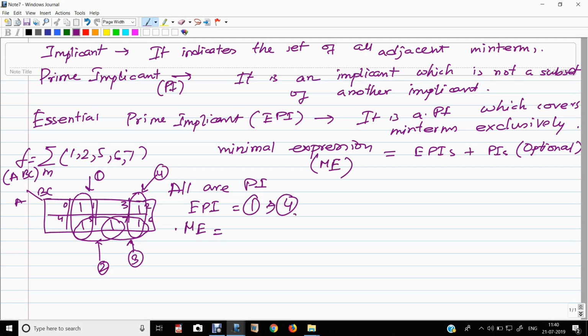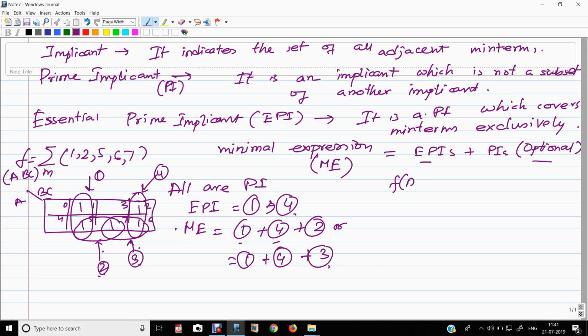So I'll take the minimal expression, ME. What will it be? Essential prime implicants 1 plus 4, plus prime implicants which are optional. What will be optional? Our 2 and 3 will be optional. 1 and 4 we have written already, so there is no need to write them again. We cannot write 2 and 3 at a time because we have to take optional values. So we can take 1, 4 and 2, or 1, 4 and 3, right?